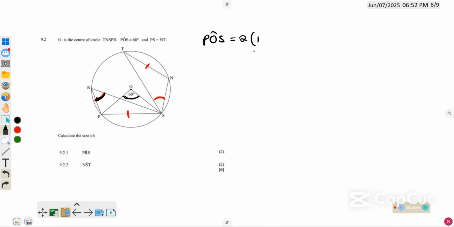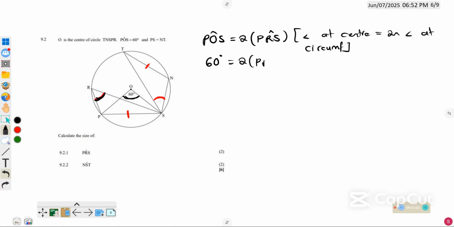You need to identify which one is at the center. So that's PRS. Right, what's the reason? This is angle at center being twice angle at the circumference. POS is given to be 60 degrees, so 60 equals 2 times PRS. Divide both sides by 2. You will get that PRS will be 60 divided by 2, which is 30 degrees.